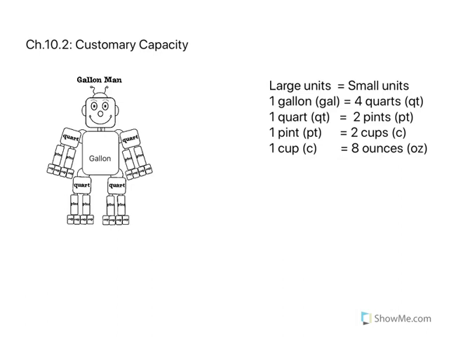So looking at Gallon Man, I want you to put him in your notes, along with the conversion chart as well. So 1 gallon equals 4 quarts. So 4 quarts, we have our quarts.